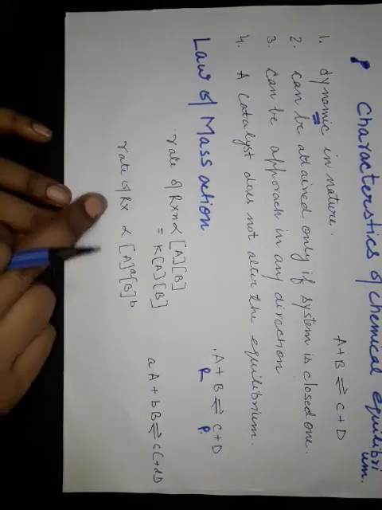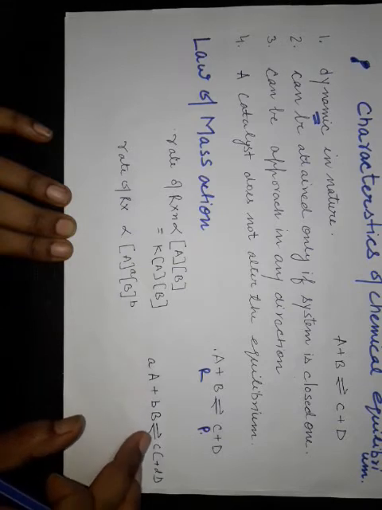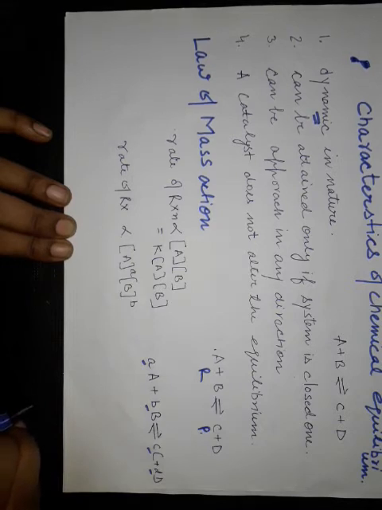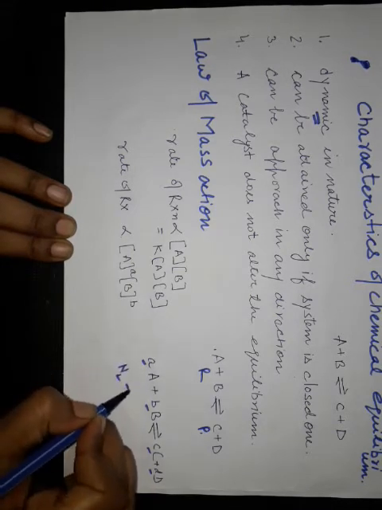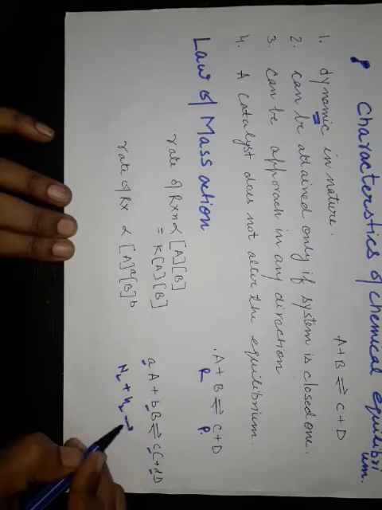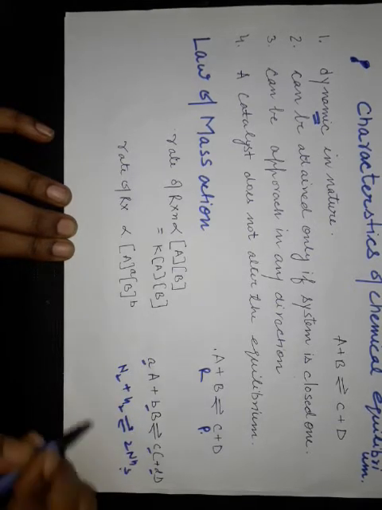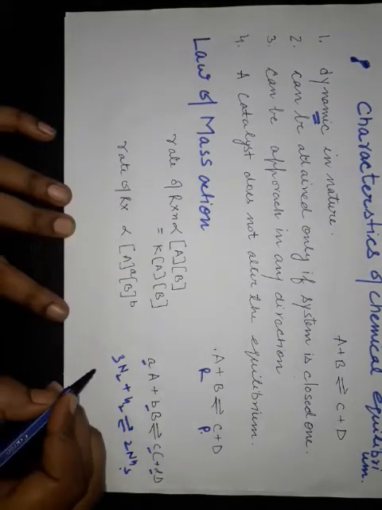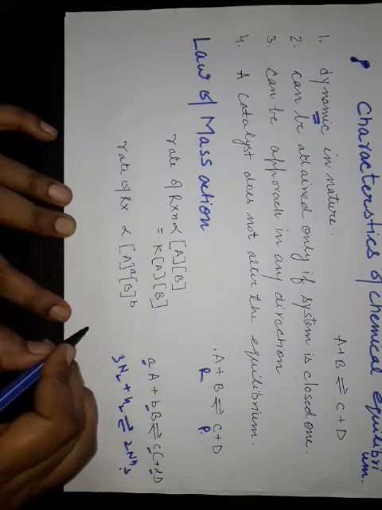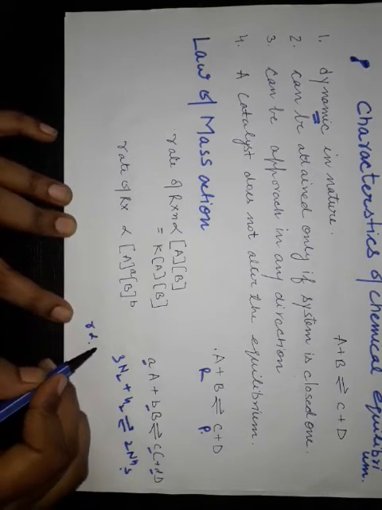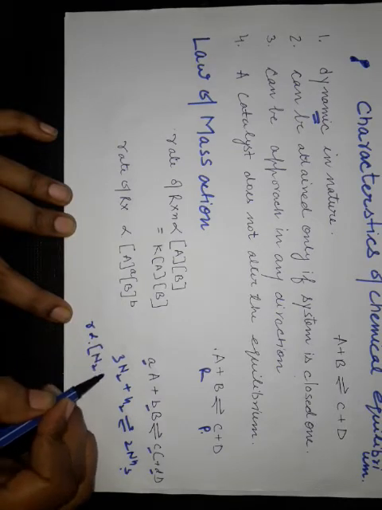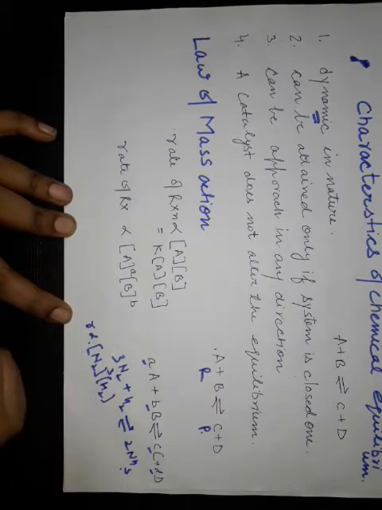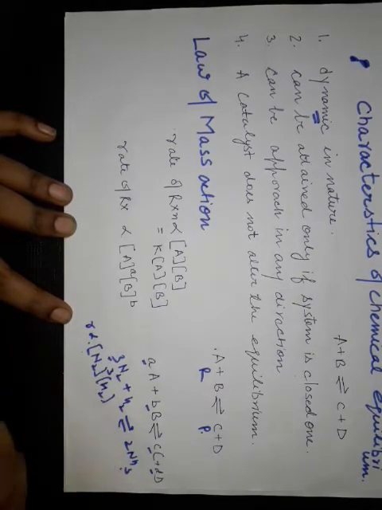So if the reaction is A plus B gives you C plus D, where A, B, C and D are the coefficients of the balanced equation. For example, N2 plus H2 gives you 2NH3. So if we have to write down the law of mass action, that means the reaction rate is directly proportional to the product of concentration of reactants N2 and H2 raised to the power of their stoichiometric coefficients. जो इसकी मोलर कॉन्सेंट्रेशन है वो पावर में चली जाती है.